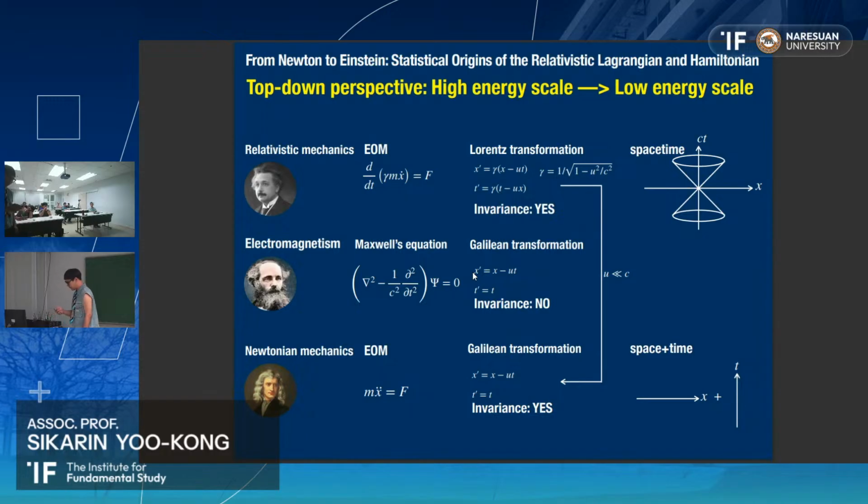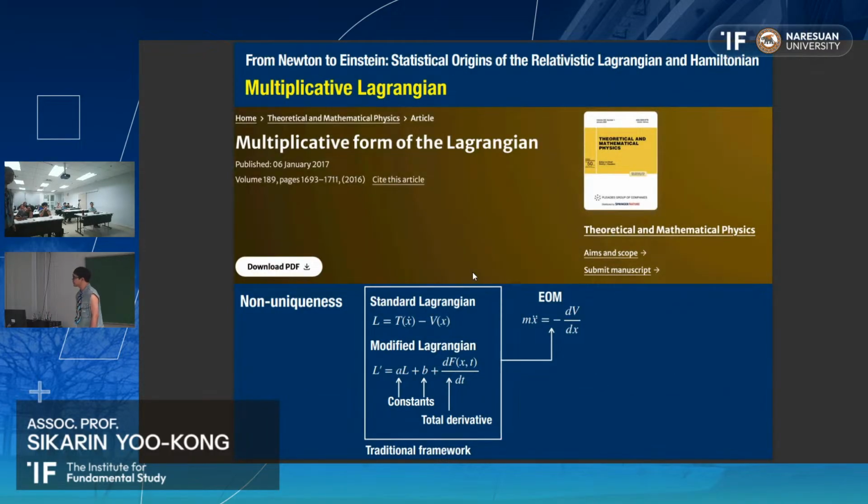Let's see. To do that, we start with this paper. We construct a new type of Lagrangian we call the multiplicative form of Lagrangian. Before we go to the new one, I'm going to talk about the standard one first. The standard Lagrangian is nothing but the difference between the kinetic energy and the potential one, right? This is the standard form, and it produces the equation of motion that we get from Newton.